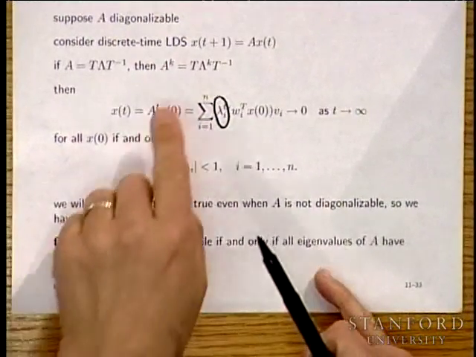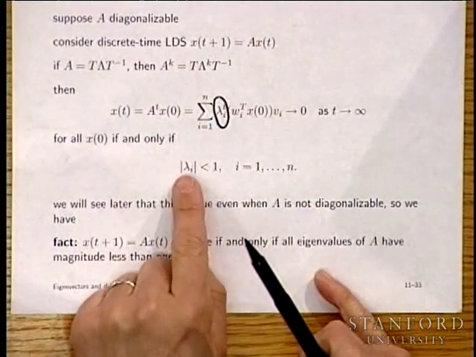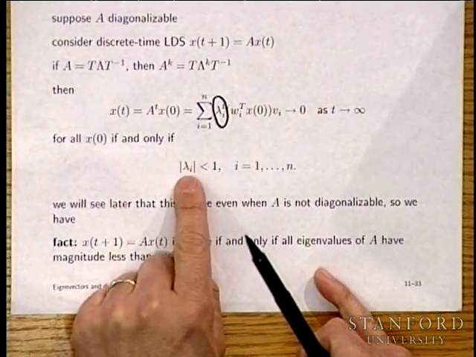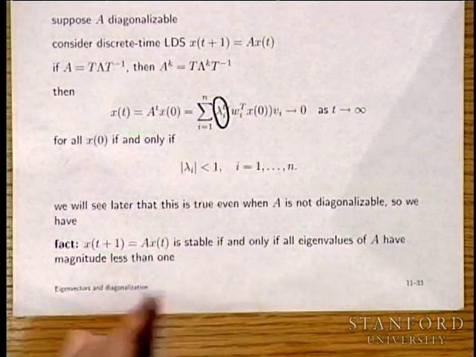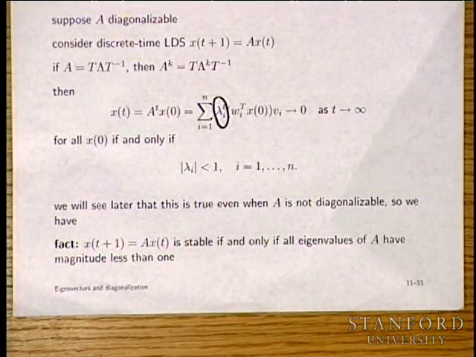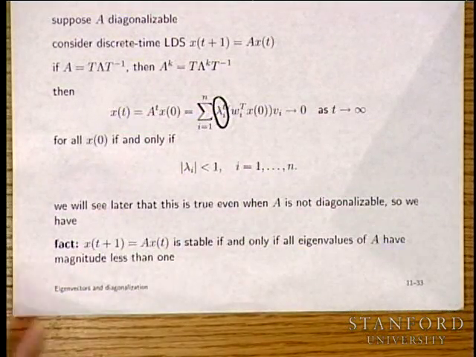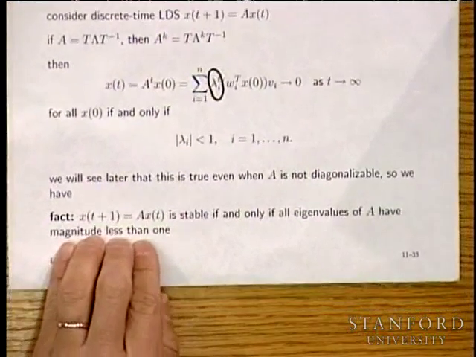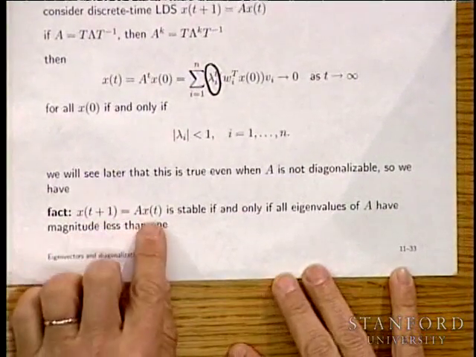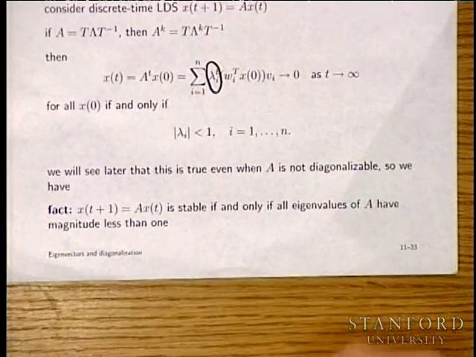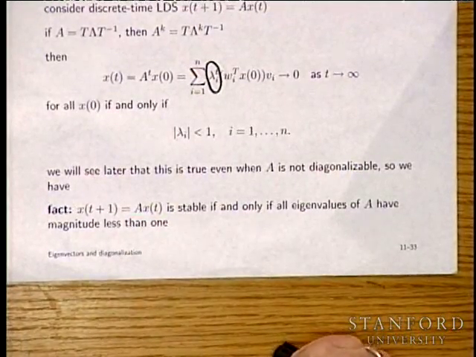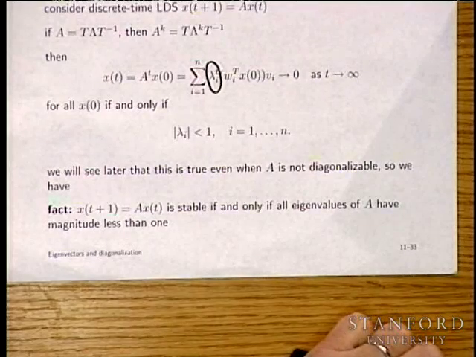And you realize that x(t+1) = Ax(t) is stable if and only if the eigenvalues are less than 1 in absolute value. Okay? And it turns out this is going to be true even when A is not diagonalizable, so I don't mind stating it as a fact right now. x(t+1) = Ax(t) is stable if and only if all the eigenvalues have magnitude less than 1. Okay, so that's the condition.